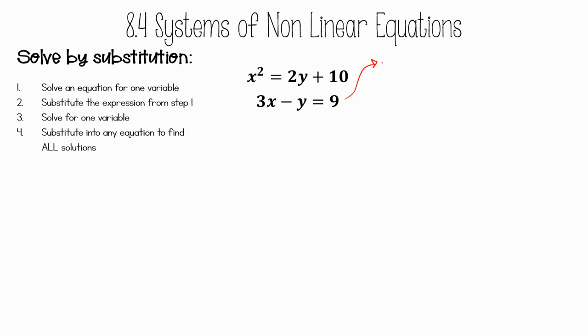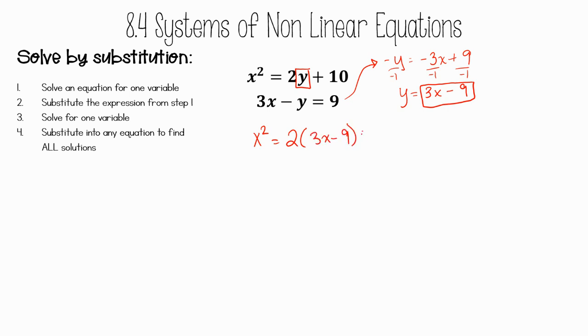So if I take this second equation and I solve for y. So I can subtract 3x, so I'll get negative y equals negative 3x plus 9. And I'm going to divide by negative 1. Remember to do that to each term. Your accuracy is really important here, that we are extra careful in what we're doing. So we've done step 1. Now I'm going to take that and substitute it into my other equation. That's step 2. So now I'll have x squared equals 2 times 3x minus 9 plus 10.